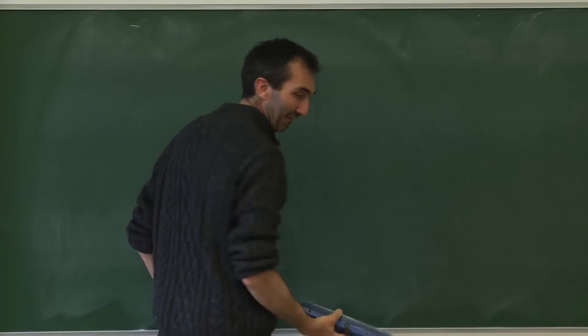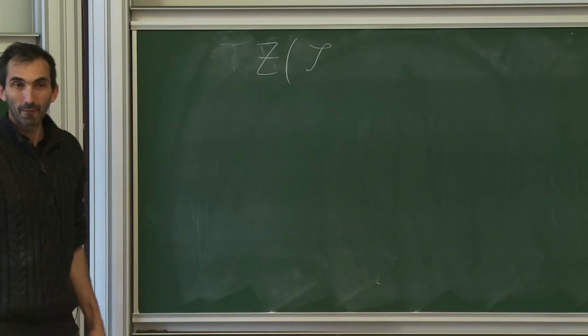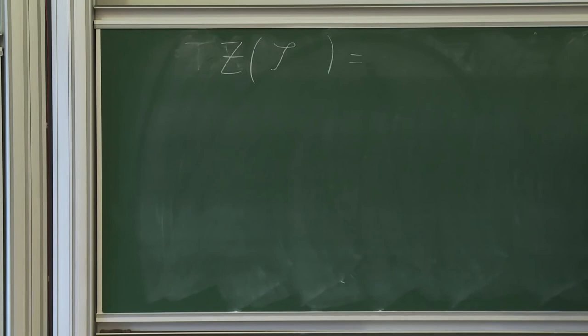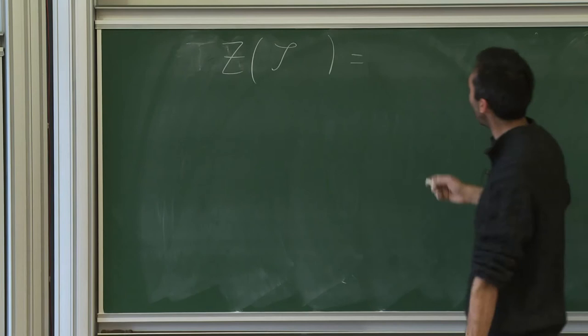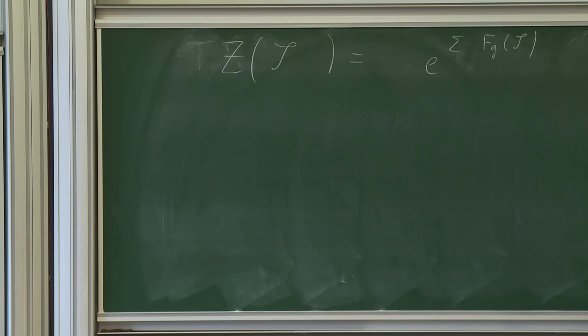So remember that I wanted to define a certain function of S, of a spectral curve, that I call the partition function, and not exactly for the moment the tau function. I'm not going to call it the tau function. You will see why in a moment. But I would like to define the sum of fg of S, where I remind you that fg is omega g0. It's the standard notation.